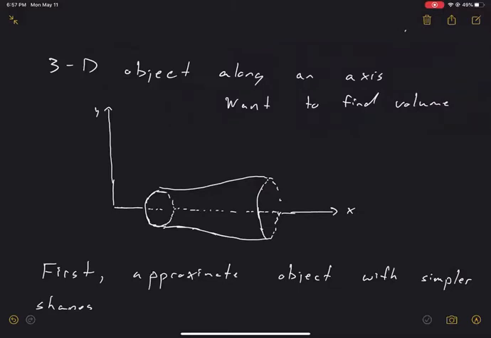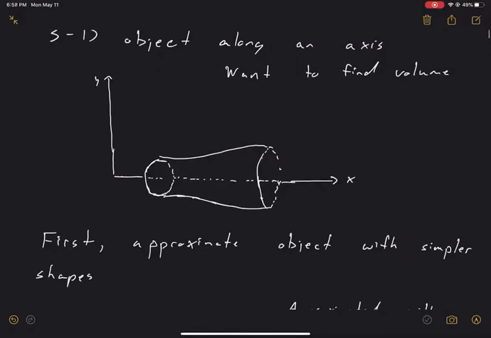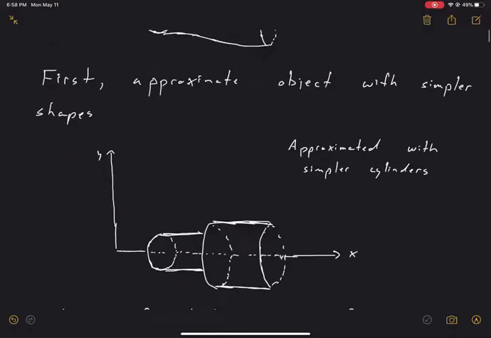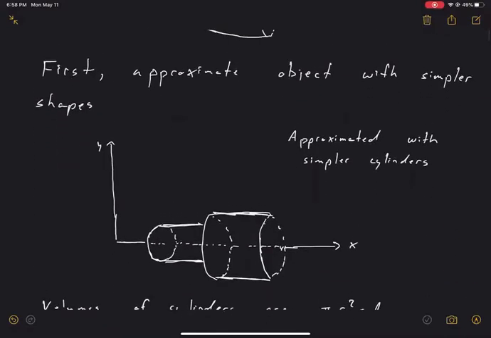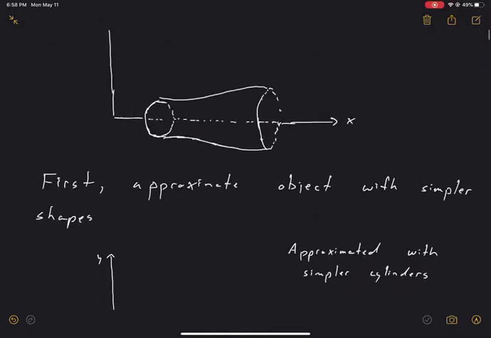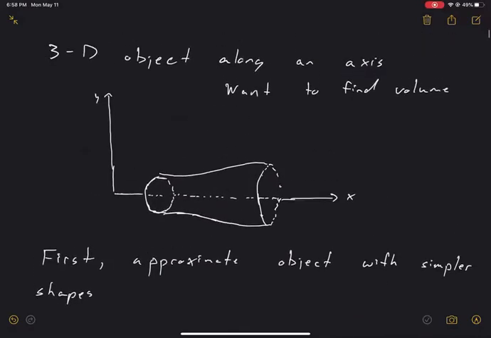So let's picture a 3D object along some axis. Let's say the x-axis for now. And let's assume we want to find this volume. First, let's try and approximate our volume similar to how we did with areas in previous sections, where we're going to break our object into simpler pieces and approximate the volume with simpler pieces. Maybe the volume of this object is hard to find because it has this gentle slope, the width of this object is constantly changing.